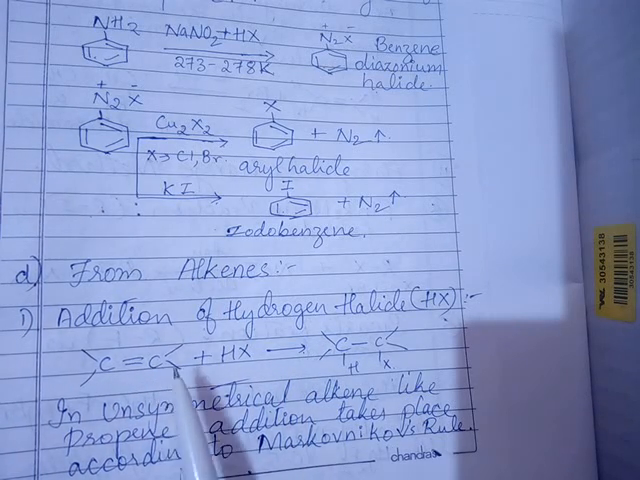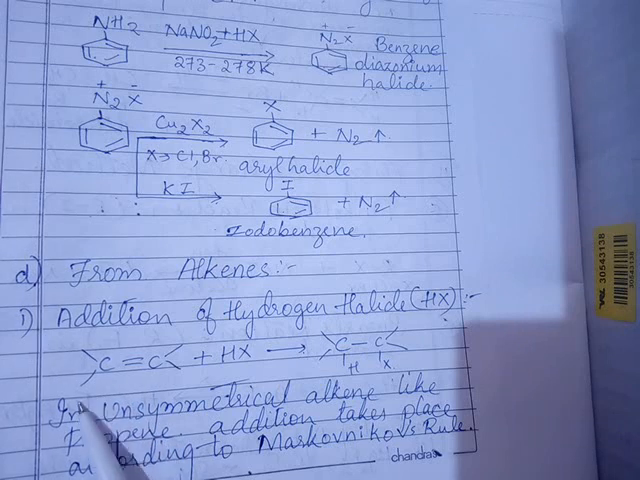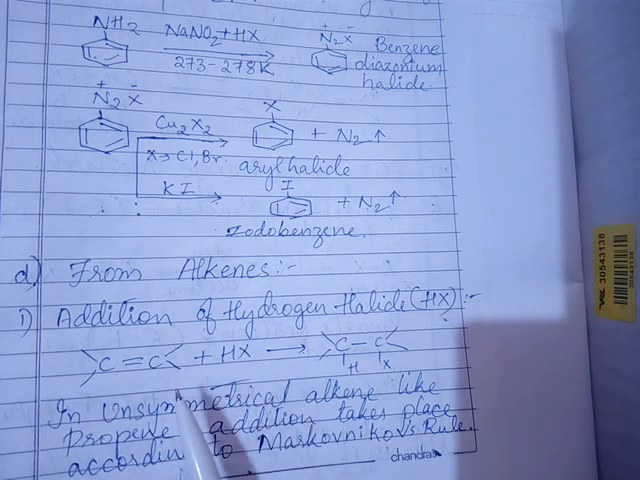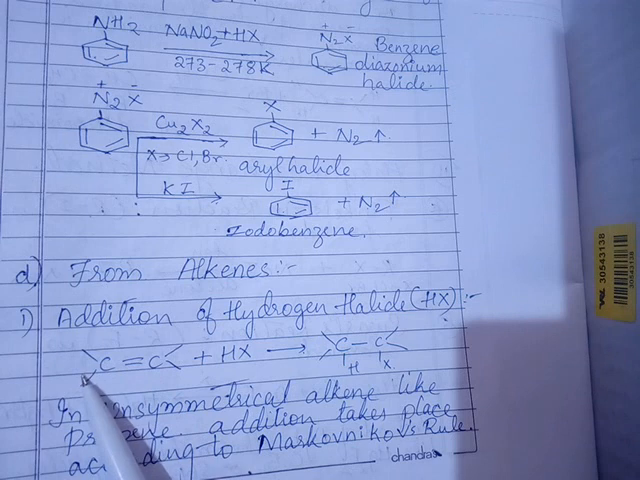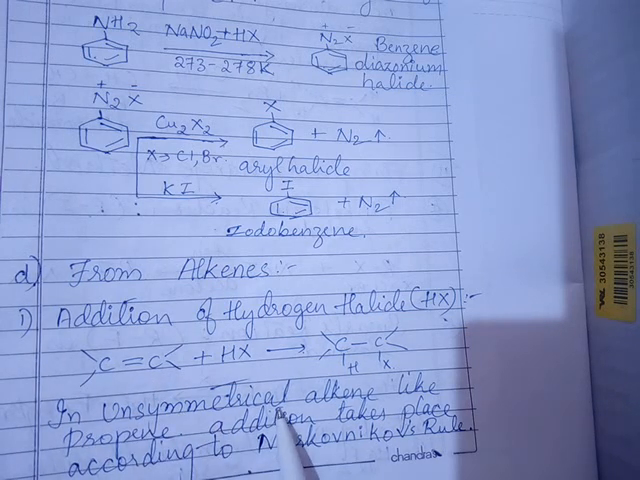Symmetric alkene means the number of carbons next to the carbon-carbon double bond are similar. So it is symmetric. The number of carbons on the left side and the right side are the same, so we call it a symmetric alkene. If the number of carbon atoms across the double bond is different, we call it an unsymmetrical alkene. So let us take an example of an unsymmetrical alkene.